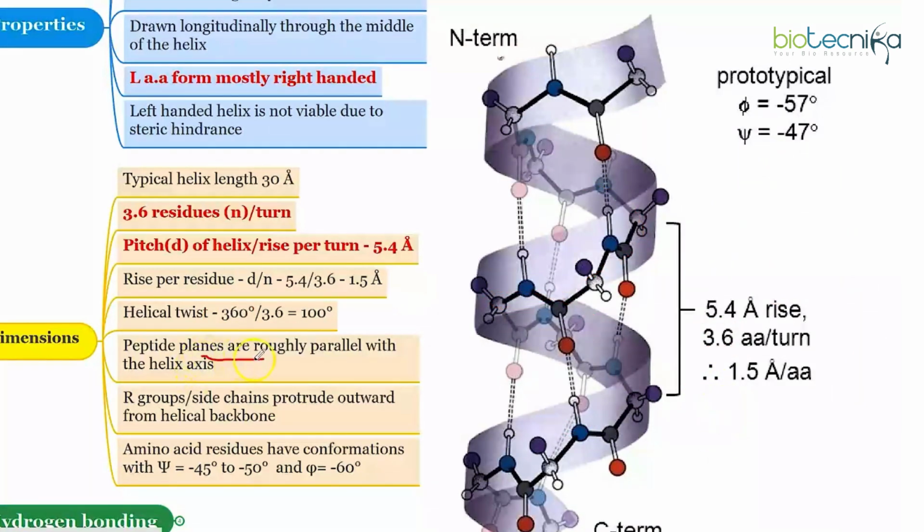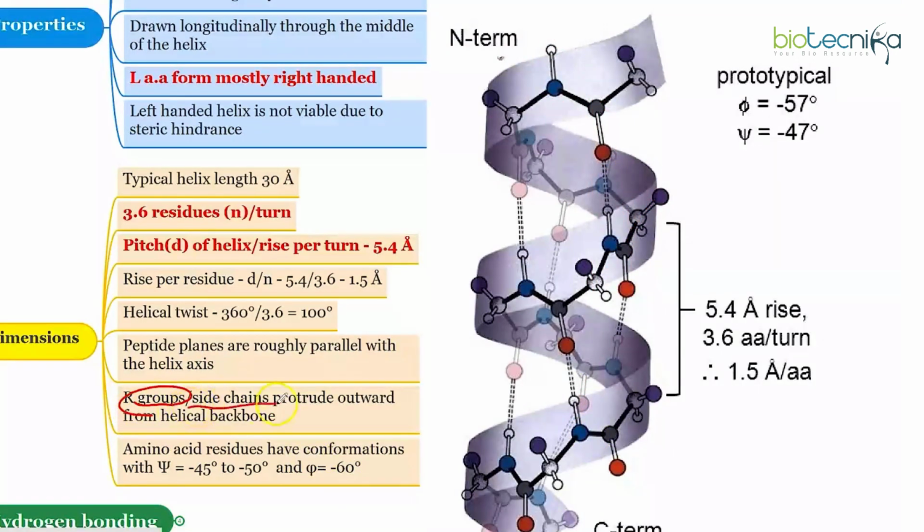Where do you see the peptide planes? They are roughly parallel with the helix axis. The peptide plane forms between CO and NH. So as you can see, this is the peptide bond, right? This peptide bond is roughly parallel with the helix axis only. You can see here another peptide bond is given. So these are parallel with the helix axis.